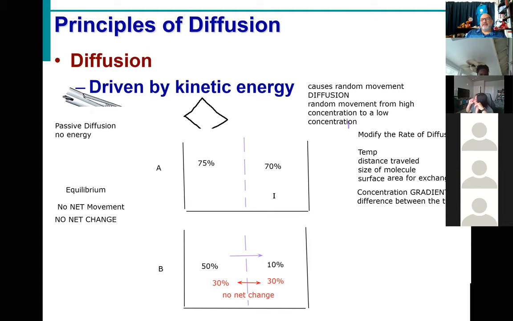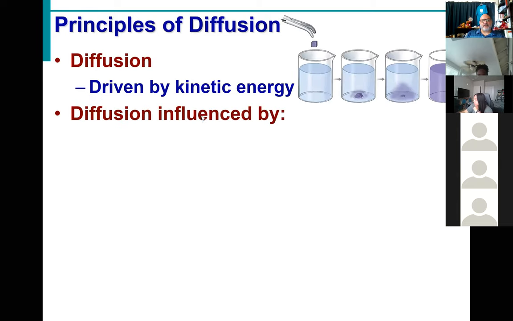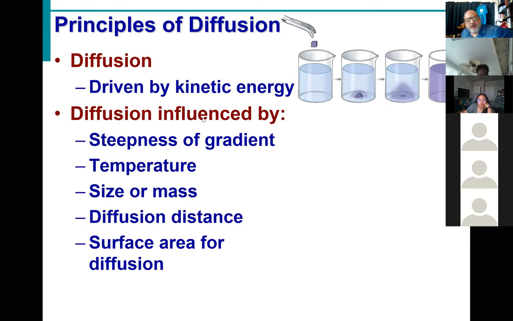All right. Let's look at the list that I came up with before to see if we hit everything. Concentration gradient, temperature, mass, distance it has to travel, surface area. Excellent. We got it all. So those are the factors that influence diffusion. All right.